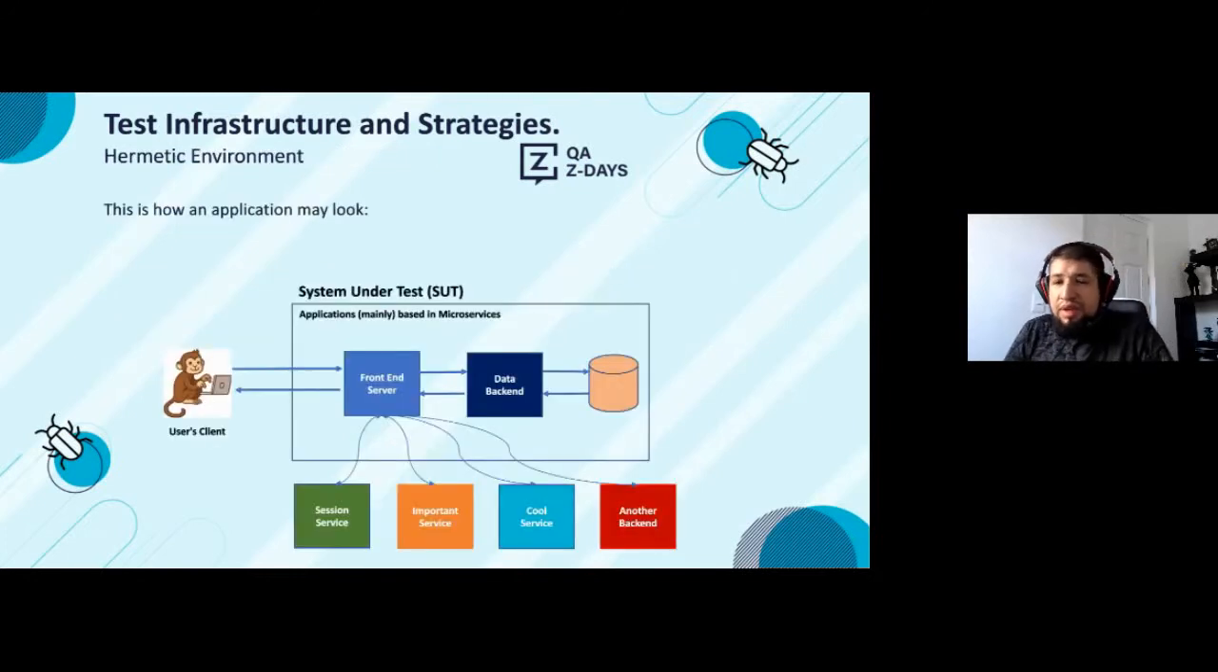So what other strategies do we have? Let's talk again about how an application looks. Every time we use an application, we connect to the application through the front-end server, and the front-end server again connects to its data backend and a lot of services. So what other options do we have?